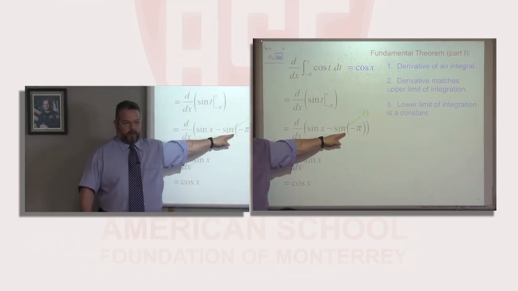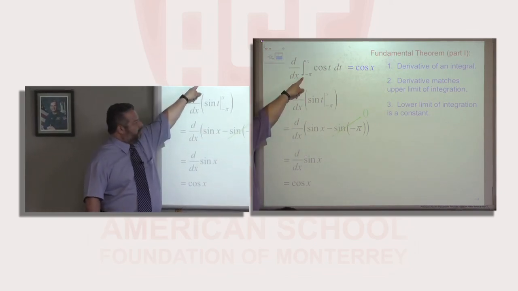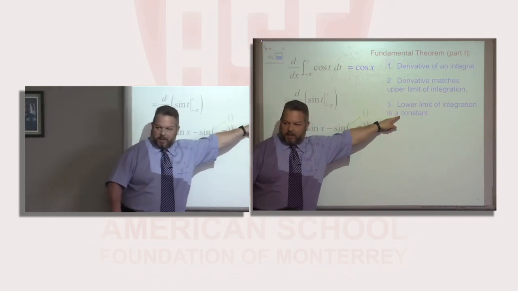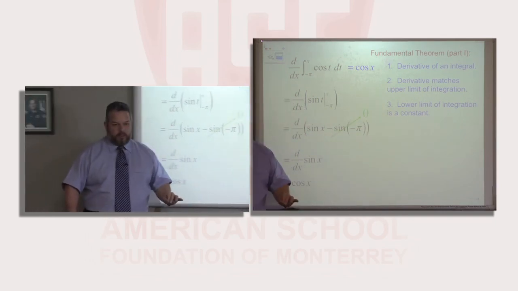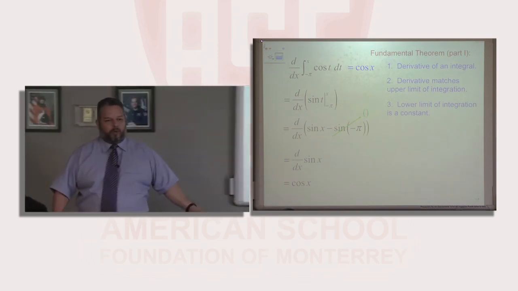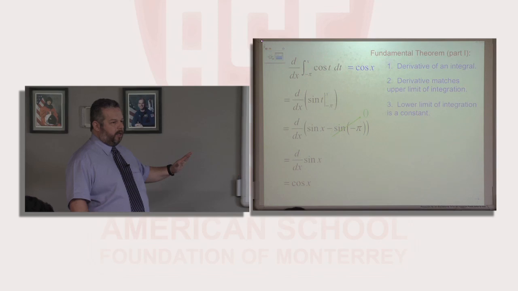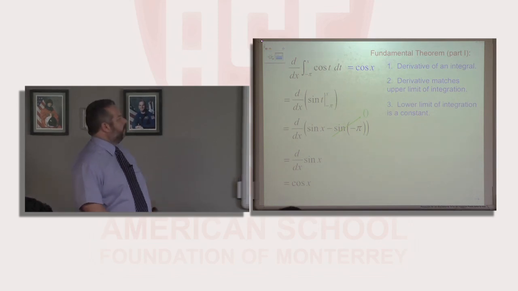Sure, as long as what? As long as the lower limit is a constant, and the lower limit has to be a constant. So the fact that this was a 0 was sort of nice, but it didn't really matter. It's always going to work out that way. Everybody good? Okay, let's try one.